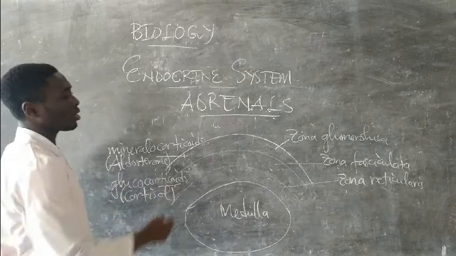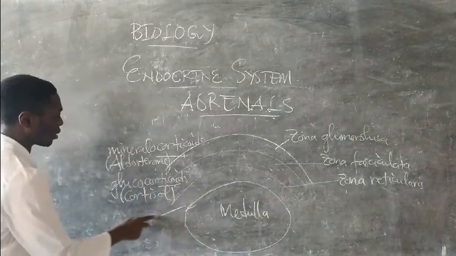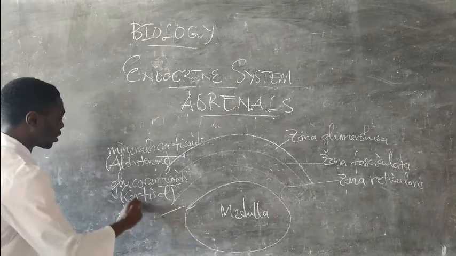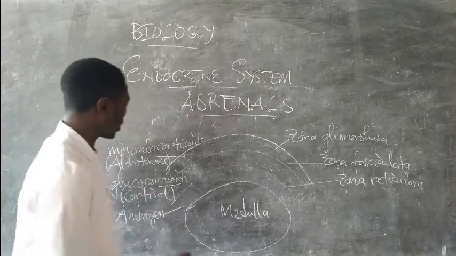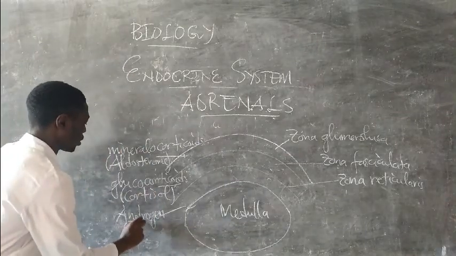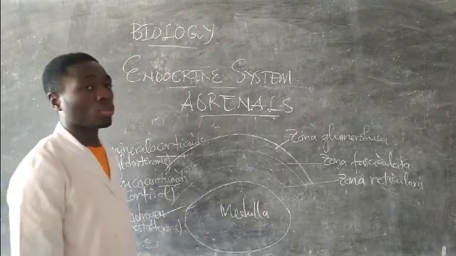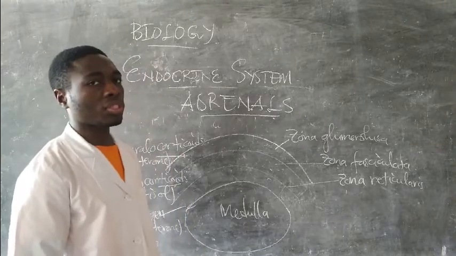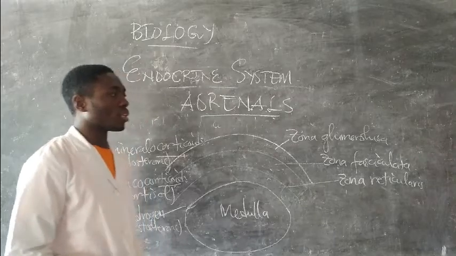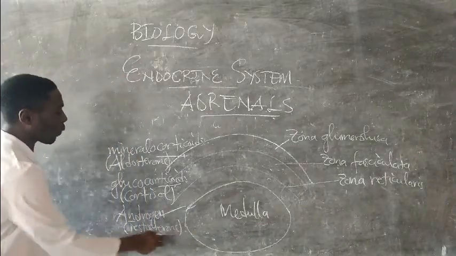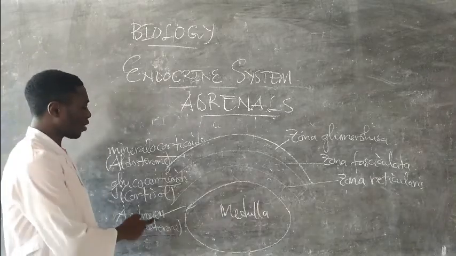And then the last layer, which is the zona reticularis, secretes what we call androgens. Androgens are male hormones, e.g. testosterone. Testosterone is a very prominent example. You can also have dihydrotestosterone, dehydroepiandrosterone and so on. But the most prominent one which you should get is testosterone. Testosterone should be the most prominent of androgens.